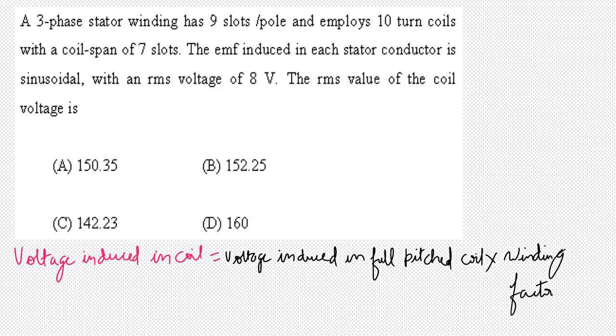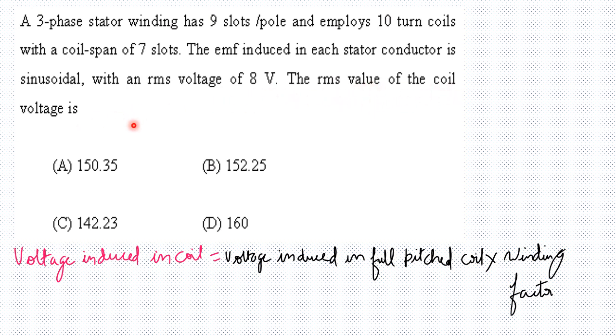Hello friends, today we will be solving a problem related to synchronous machine, and it says there is a three-phase stator winding which has 9 slots per pole and it employs 10 turn coils with a coil span of 7 slots, and the EMF induced in each conductor is sinusoidal and its RMS value is 8 volts. Then it is asking the RMS voltage induced in each coil.